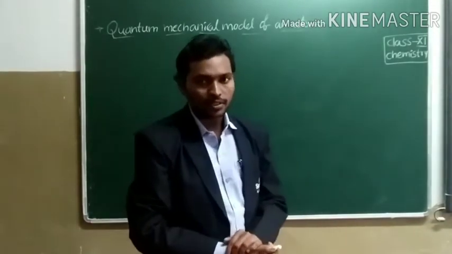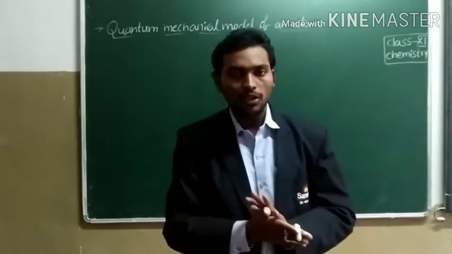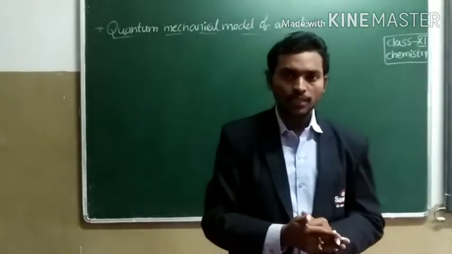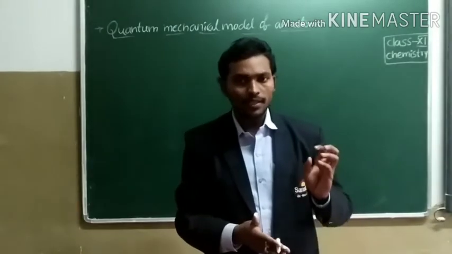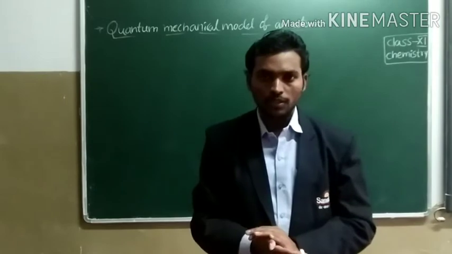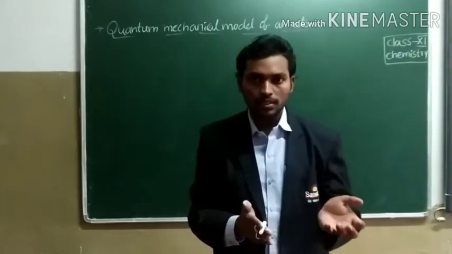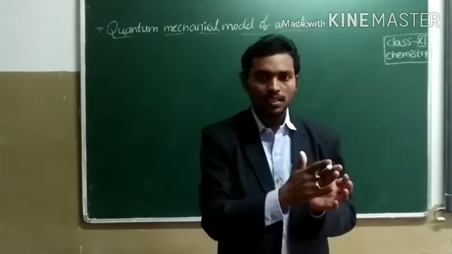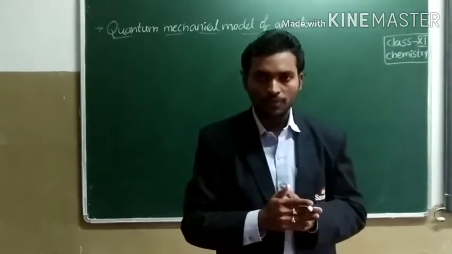Let us start today's session, children. Quantum mechanical model of an atom. The basic idea of quantum mechanics was developed independently in 1926 by Werner Heisenberg, who stated his principle, famously known as Heisenberg's uncertainty principle, which states that it is impossible to measure simultaneously the exact position and exact momentum of an electron at a given instant.